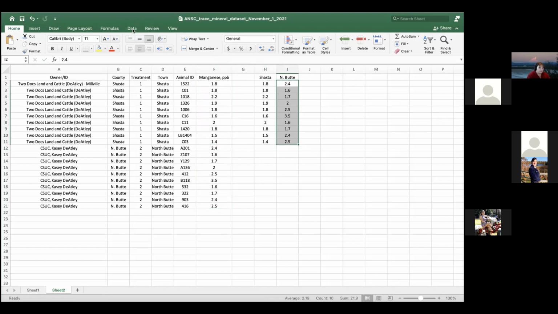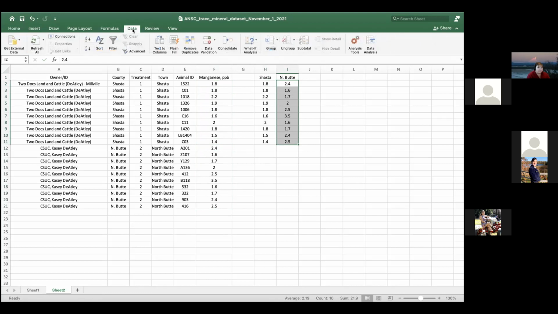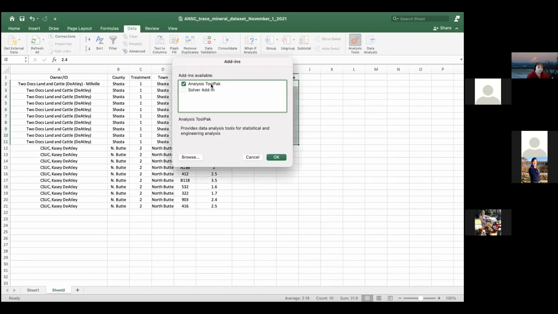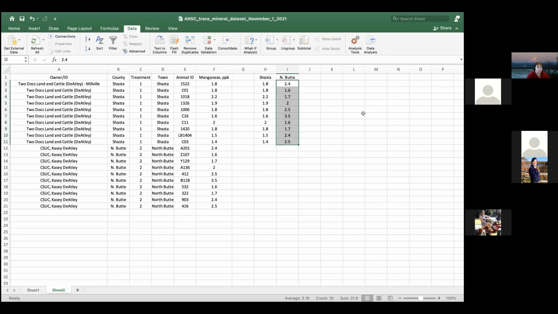And then we should be seeing the data analysis button over here under the data tab. If for some reason you don't see that, you can go to analysis tools and just choose the analysis tool pack and hit OK. And the button should pop up. So again, Mac for the win, way less steps, but I'm biased.